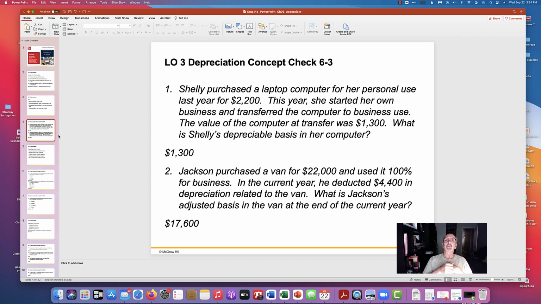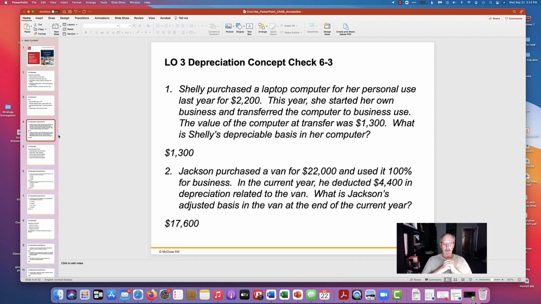Depreciation concept check 6-3. Shelley purchased a laptop computer for her personal use last year for $2,200. This year she started her own business and transferred the computer to business use. The value of the computer at transfer was $1,300. What is her depreciable basis? Well, remember we said it's going to be the lower of the cost or the current market value. The market value is $1,300.